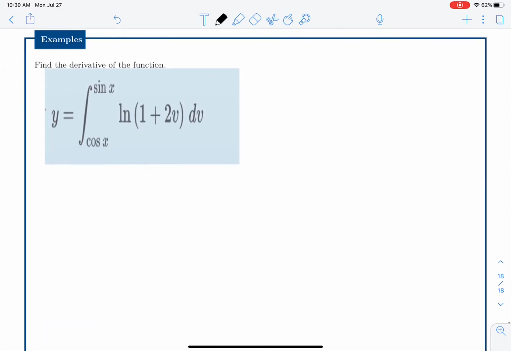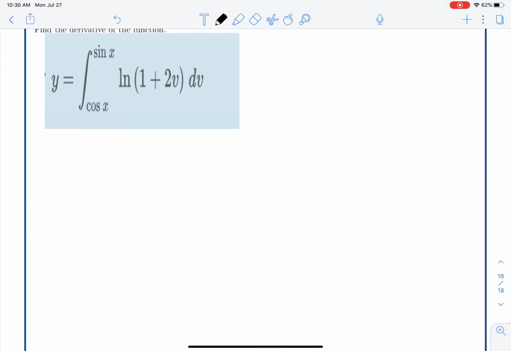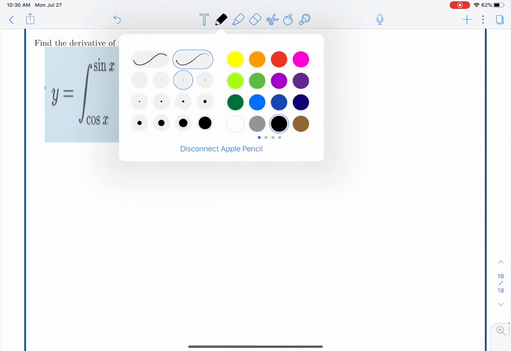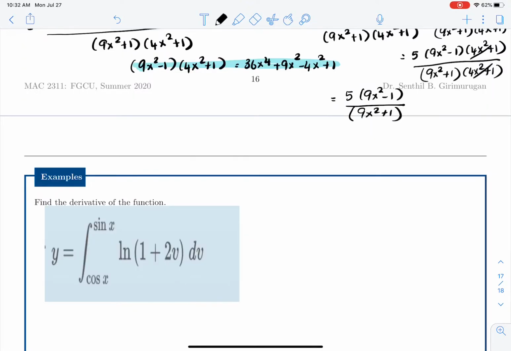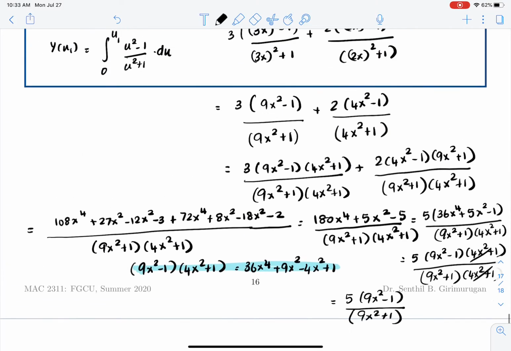Okay. Here we have a similar problem. We have to make two different substitutions here. We have a sine x and we have a cosine x. This is not as straightforward as the previous one because we have sine and cosine. But let me just go back to this problem.